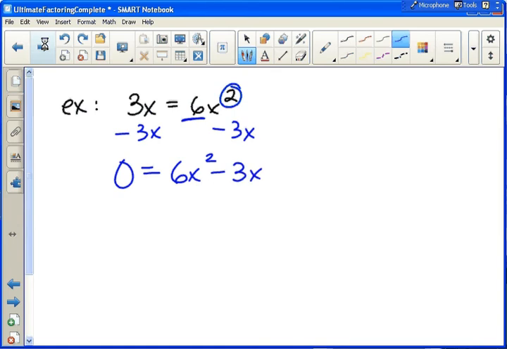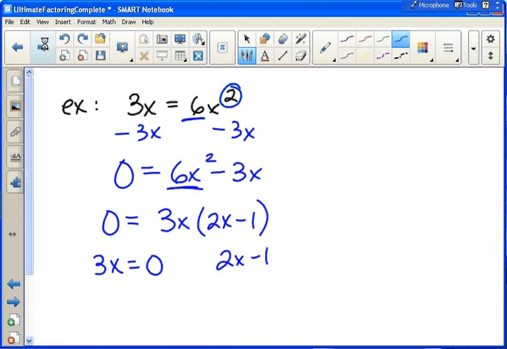Step 3, look for the greatest common factor. What do 6x squared and 3x have in common? Well, they have a 3x in common. That'll leave them with 2x minus 1. And that's actually as far as I can factor. So there's nothing more to do once I factor out my greatest common factor. So now is when I set both pieces equal to 0. Here I just divide by 3 and get x equals 0. Here I need to add 1 to both sides and then divide by 2 to get x equals 1/2. So these are my two answers.